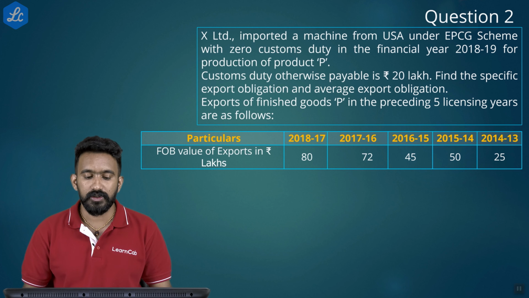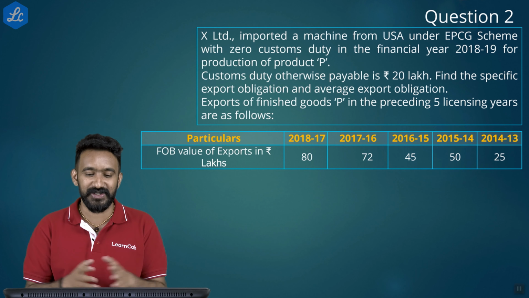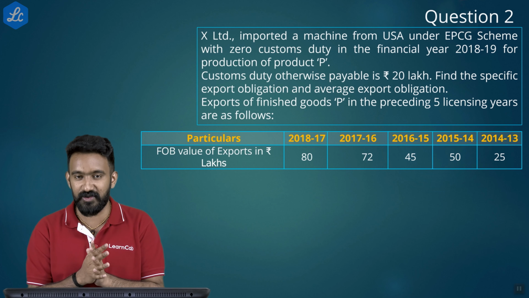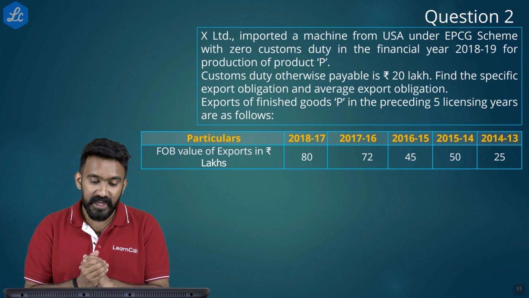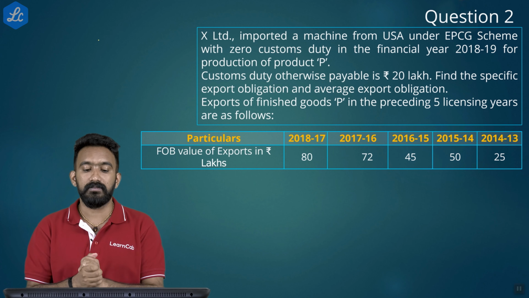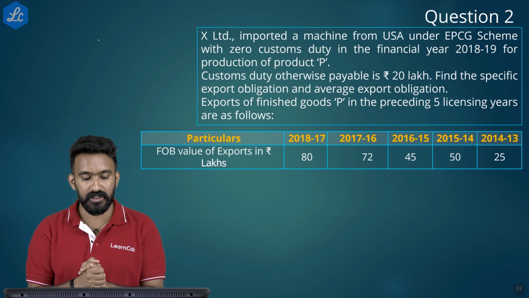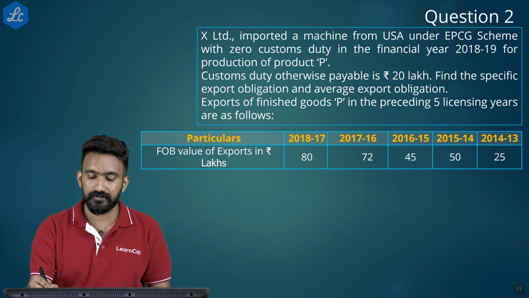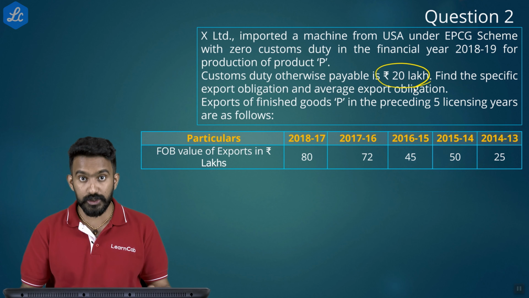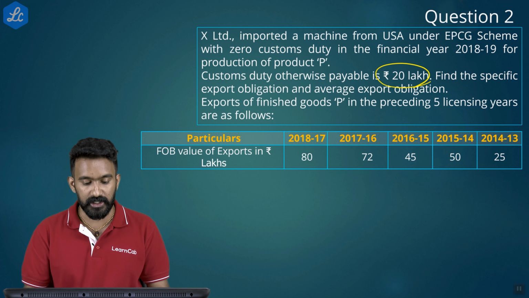I'll read the question. You can pause and read it once and then join me. That is suggested, or otherwise you're quick enough, just go ahead and read it together with me. X Limited imported a machine from USA under EPCG scheme with zero customs duty in the financial year 18-19 for production of product P. Customs duty otherwise payable is 20 lakhs. So the duty that I have saved is 20 lakhs. Find the specific export obligation and average export obligation.